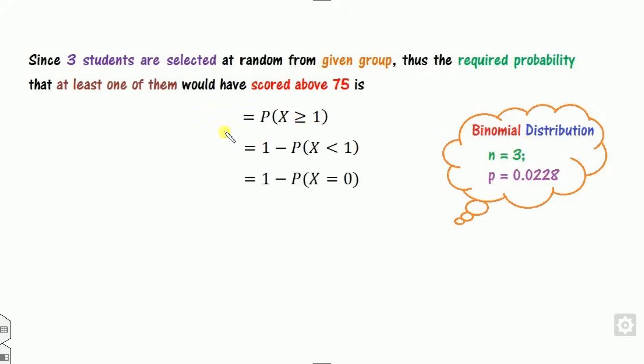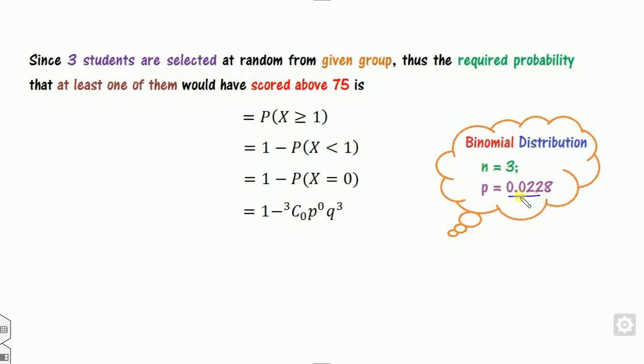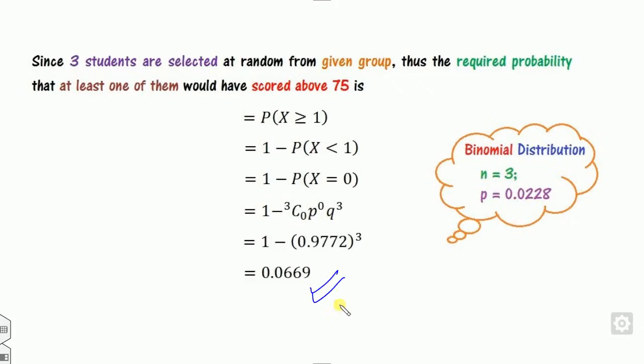So how do you apply it? You can either write it as x is equal to 1 plus x is equal to 2 plus x is equal to 3, or you can write 1 minus here. So what is that? It's 3C0 P0 Q3. So you can substitute the P here. So what is Q? 1 minus P. So you can substitute this value here and you will get this.